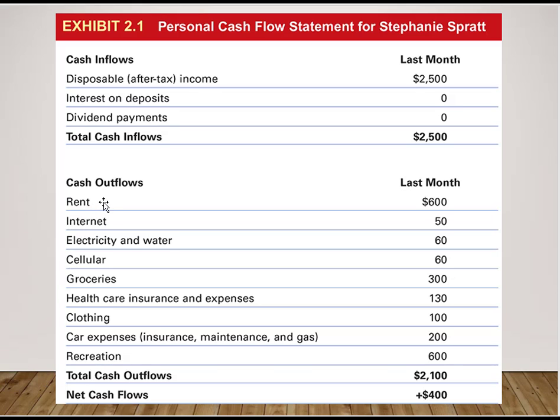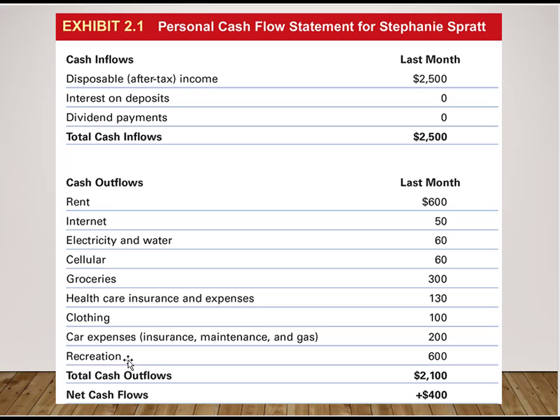rent probably won't change from month to month. The internet probably won't change. Cellular probably won't change. Healthcare insurance, for the most part, probably won't change, although there could be some stuff that changes, like medicine, etc., from month to month. But these other things, the amount of money you spend on groceries, clothing, car expenses, some of these are variable.